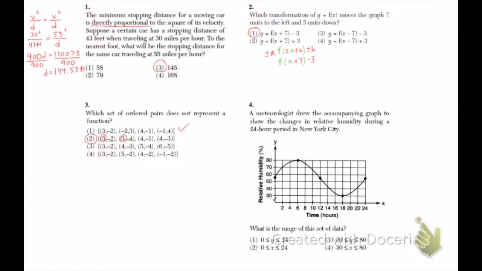Alright, now question number 4. A meteorologist drew the accompanying graph to show the changes in relative humidity during a 24-hour period in New York City. Alright, we can see that the graph is relative humidity on the y-axis and time on the x-axis, and it says what is the range of this set of data.